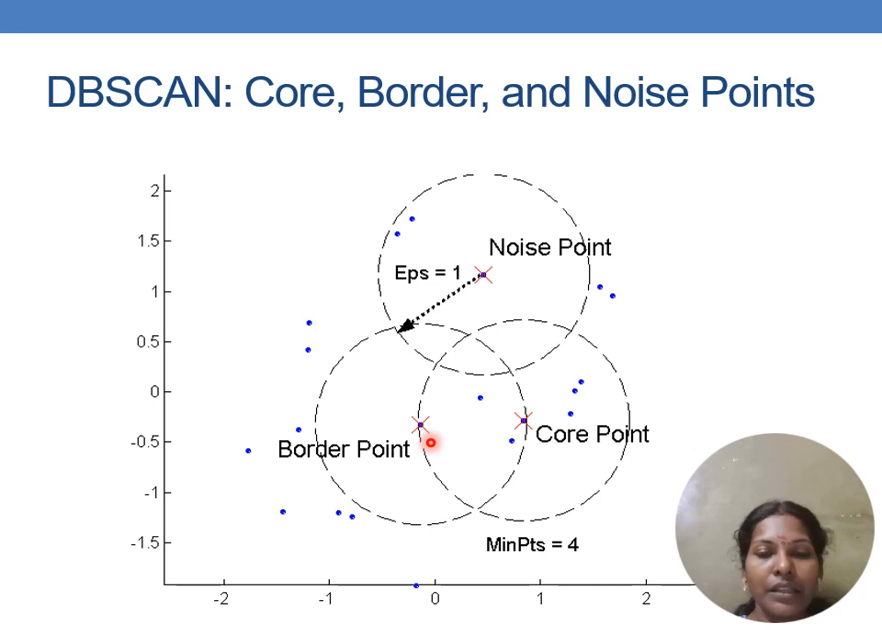And let us see this point. This point is having 3 neighbors and also this point lies in the neighborhood region of the core point. So this point is the border point. And take this point. This point does not belong to the region. It is not a border point or core point. So this point is the noise point.